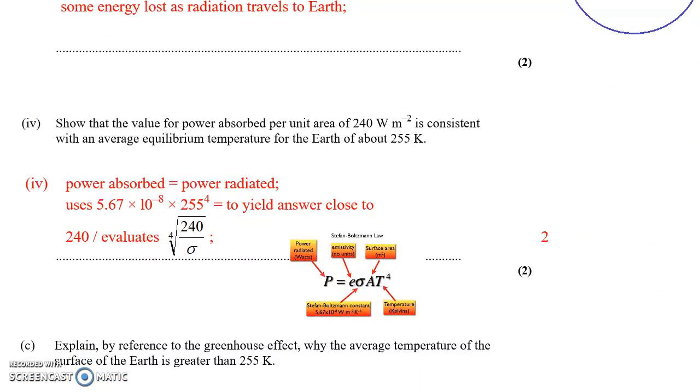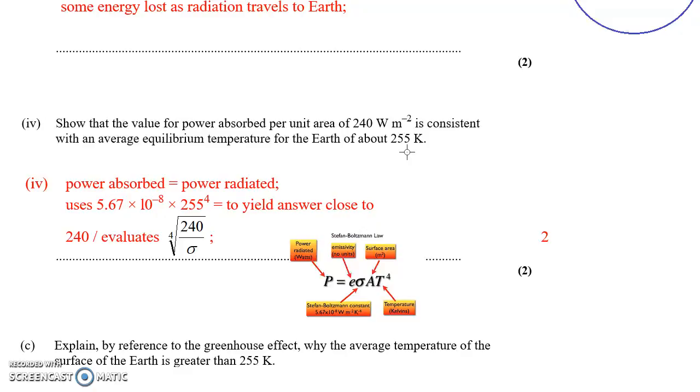Part 4, again, is Stefan-Boltzmann law. And it says to show that the value for power absorbed per unit area, in this case per meter squared, is consistent with an average equilibrium temperature for the Earth, about 255 kelvins. Ignoring the fact that that's not the average equilibrium temperature, it's just to show that it should be about 255. And there's 2 ways you can do that. You can either use that 255 Kelvin to work out an answer close to 240, or you can use 240 and evaluate that answer to get an equilibrium temperature of about 255. Either way is absolutely fine, but you have to show your working.